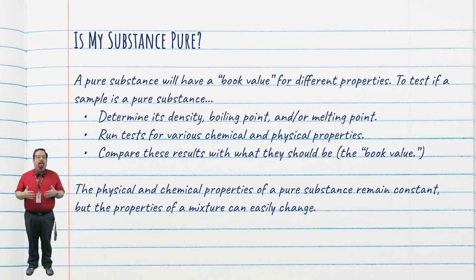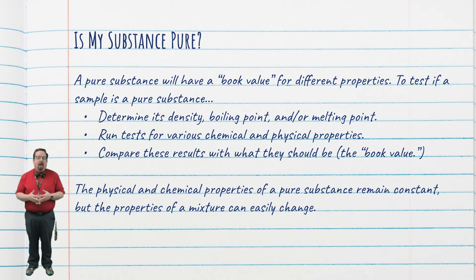In order to determine if a sample of something is a pure substance, you can look at its various physical and chemical properties. The easiest to look at are density, boiling point, and melting point. You can easily find the book value, or what scientists agree is the correct value for those three properties, and then compare those values to what you found for your substance. If you still can't identify your substance at that point, you could try undergoing various chemical reactions to observe its chemical properties.